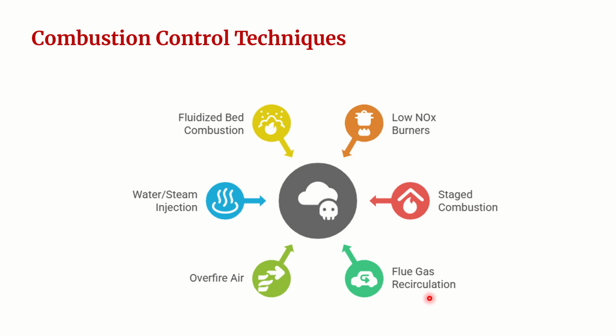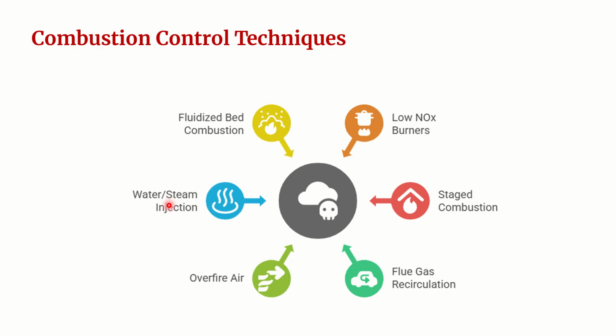Flue gas recirculation. A proportion of cooled flue gas, which is largely inert nitrogen and carbon dioxide, is circulated back into the furnace. So this dilutes the combustion air, lowers the flame temperature, and reduces peak oxygen concentration, thereby suppressing thermal nitrogen oxide formation. Over fire air. Air is introduced above the main combustion zone to complete the combustion of unburnt fuel, creating a fuel-rich zone in the primary combustion region and thus reduces nitrogen oxide formation.